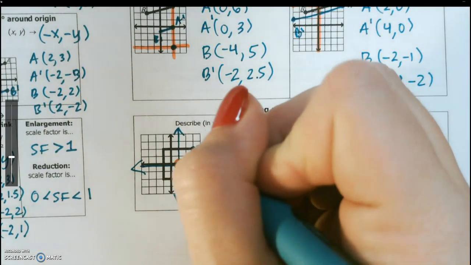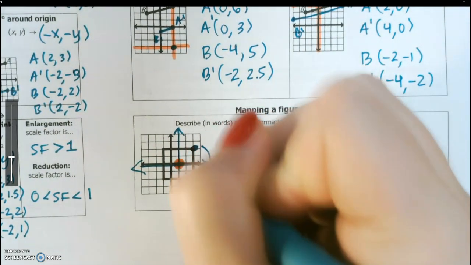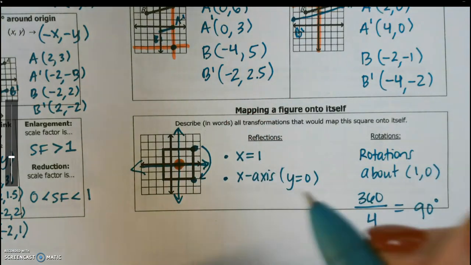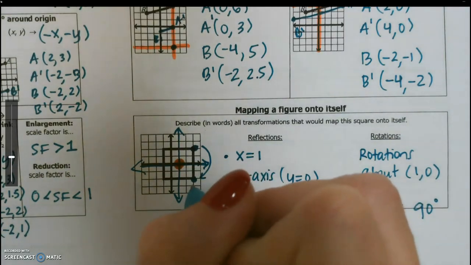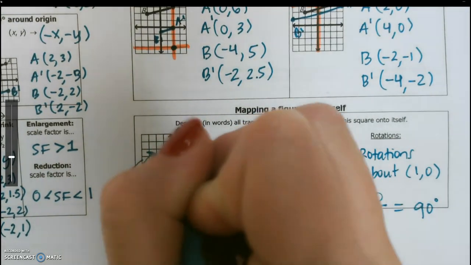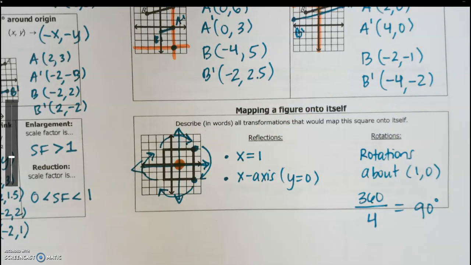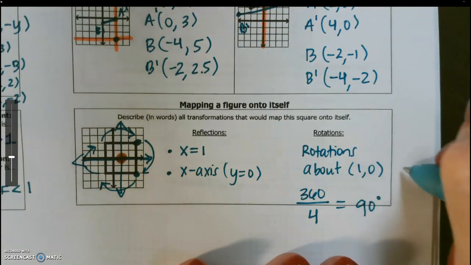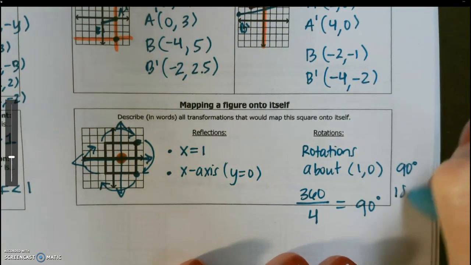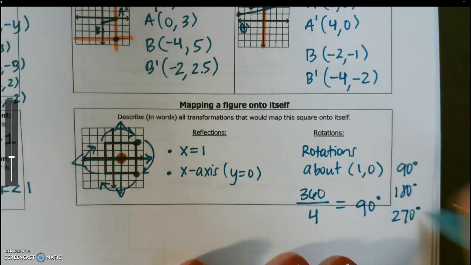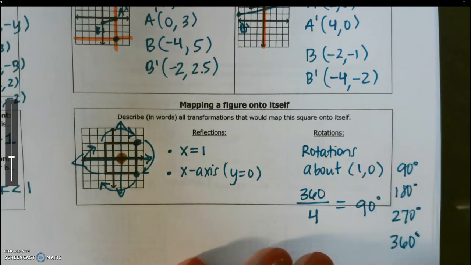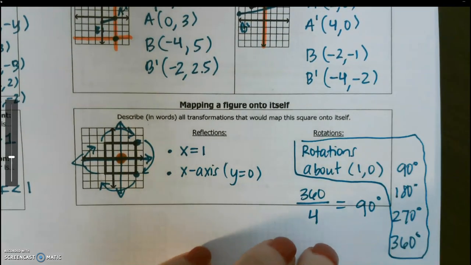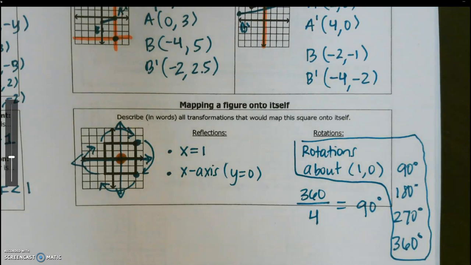If you rotated this 90 degrees clockwise, this point would rotate onto that point. The whole figure would map back onto itself. But then you could also do another 90-degree rotation, another 90-degree rotation, until you work your way all the way back to 360. So rotations about 1, 0: 90 degrees, 180 degrees, 270 degrees, all up to 360 degrees. All of those rotations would map a figure onto itself.